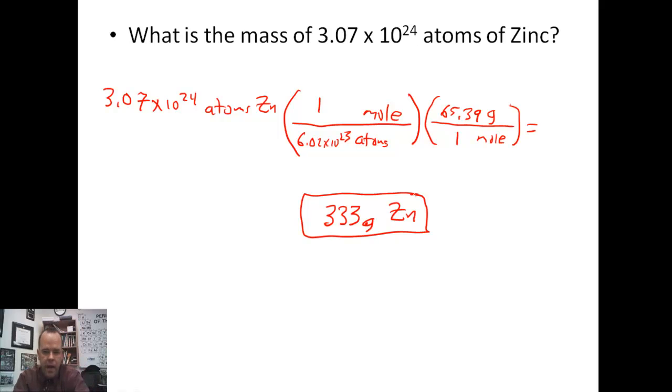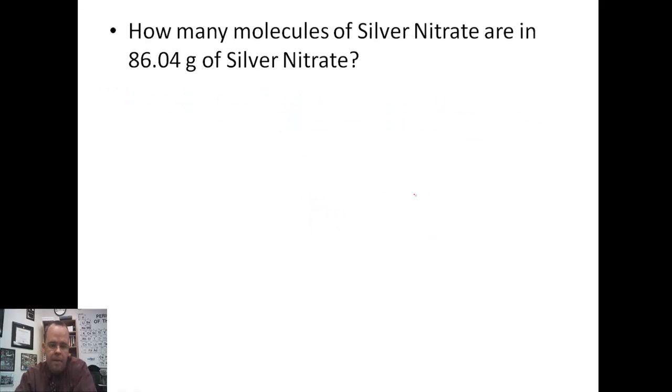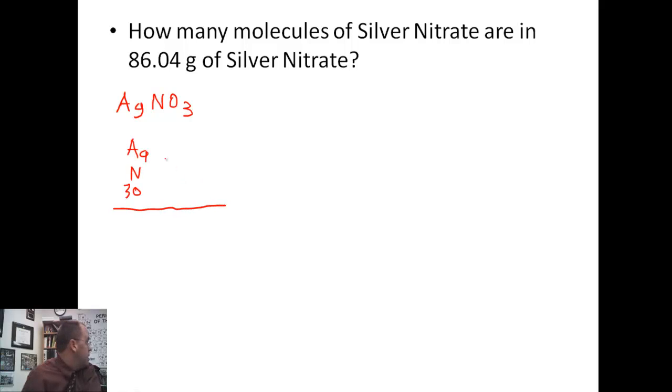Now we're going to do the same thing with a compound. So how many molecules of silver nitrate are in 86.04 grams of silver nitrate? Silver, we all remember, is +1. Nitrate is -1. So we need to find the molar mass. Silver, 107.87. Nitrogen, 14.01. Oxygen, 16 times 3, which is 48. You get 169.88 grams.